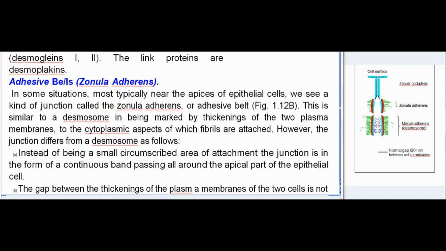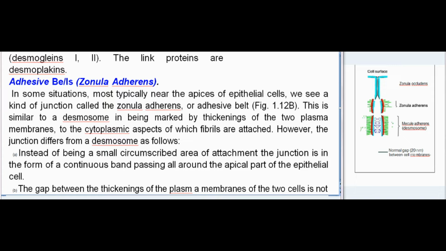Adhesive belts, zonula adherens. In some situations, most typically near the apices of epithelial cells, we see a kind of junction called the zonula adherens, or adhesive belt, Fig 1.12b. This is similar to a desmosome in being marked by thickenings of the two plasma membranes, to the cytoplasmic aspects of which fibrils are attached. However, the junction differs from a desmosome as follows.